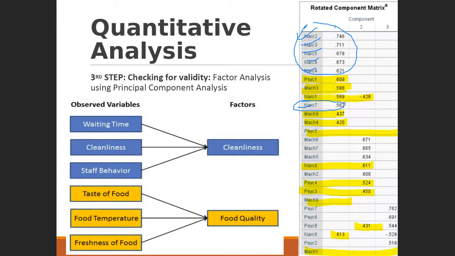All other three questions, like narcissism 9, have loaded into another factor, which is Machiavellianism. Narcissism 6 has loaded to another factor. Narcissism 1 has loaded to another factor, which is Machiavellianism. So the other three questions are not valid, so you want to remove them from your data.